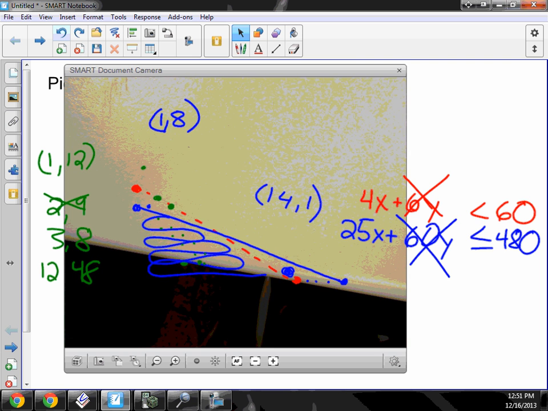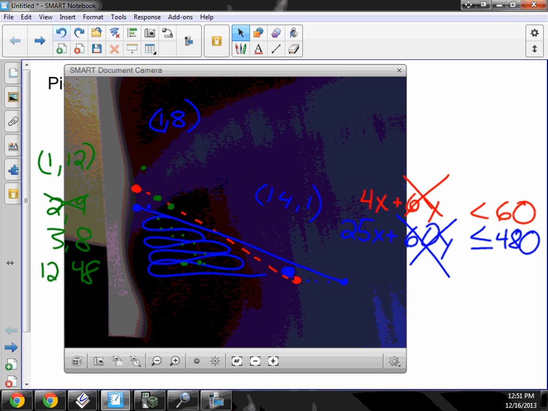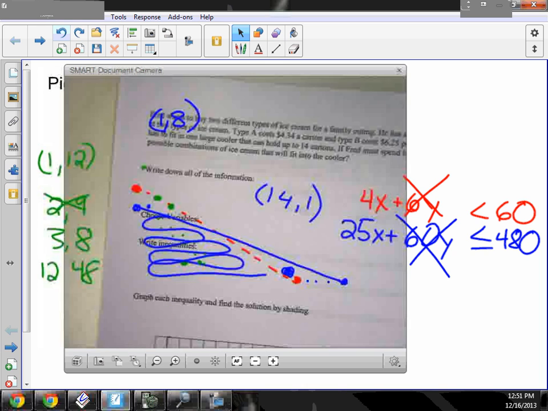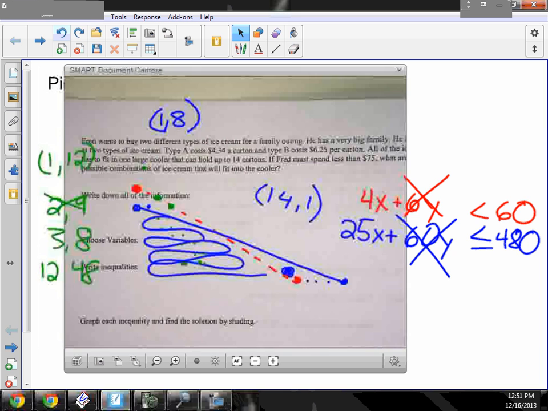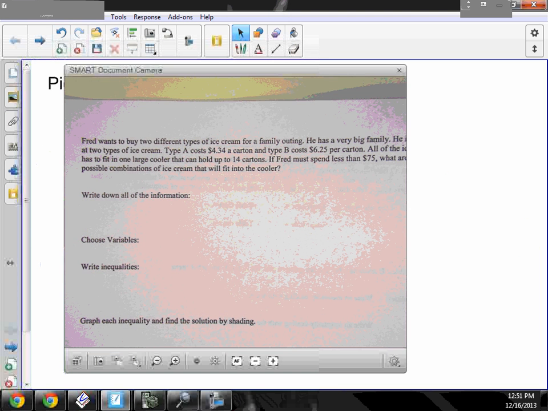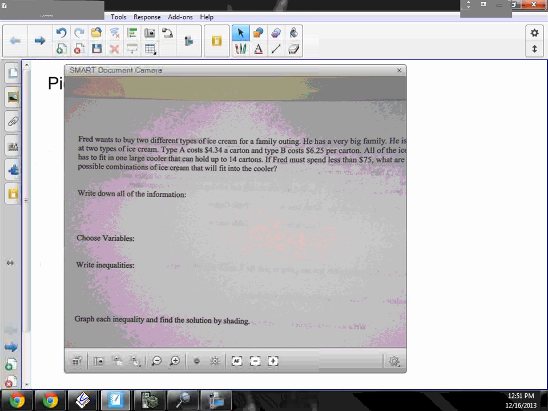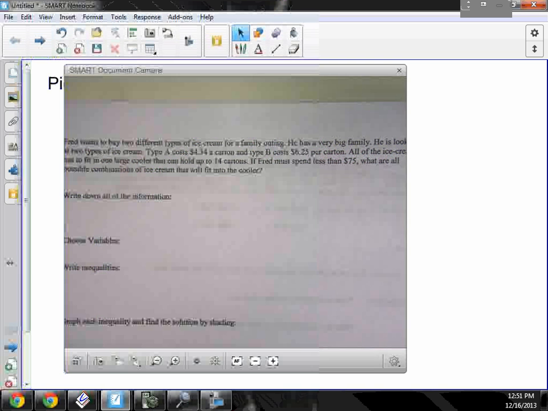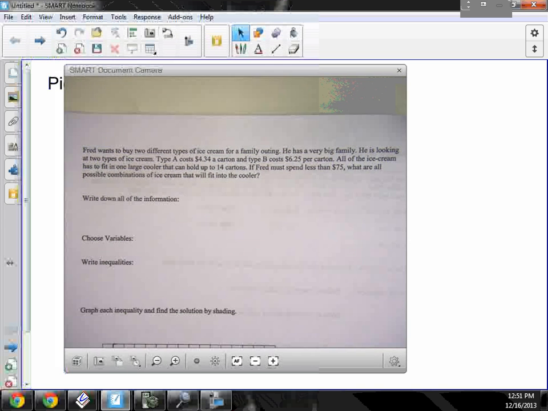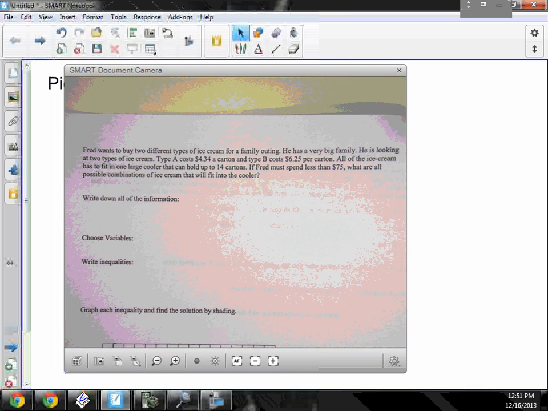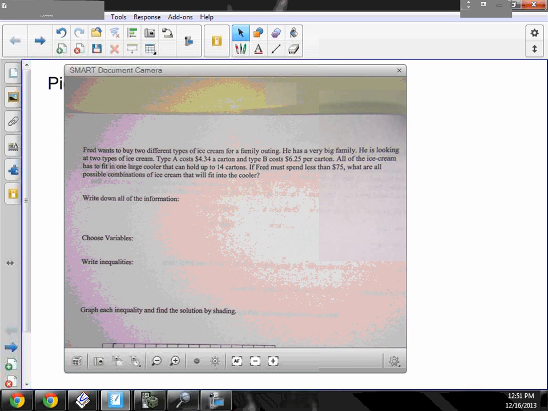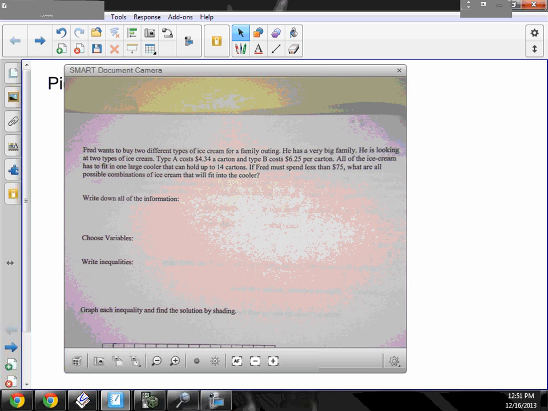So I'll read this one with you, and then I'll let you work on it for a minute. Fred wants to buy 2 different types of ice cream for a family outing. He has a very big family. He is looking at 2 types of ice cream. Type A costs $4.34 a carton, and Type B costs $6.25. All of the ice cream has to fit in one large cooler that can hold up to 14 cartons. If Fred must spend less than $75, what are the possible combinations of ice cream that will fit in the cooler?